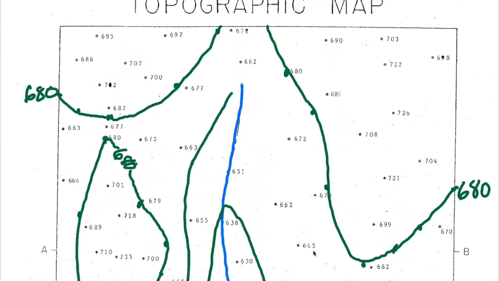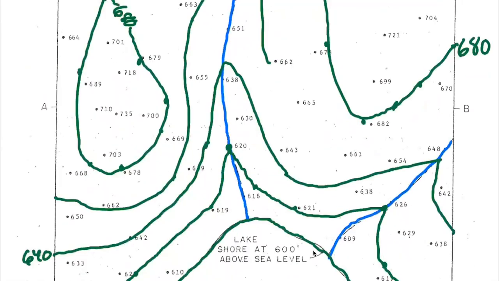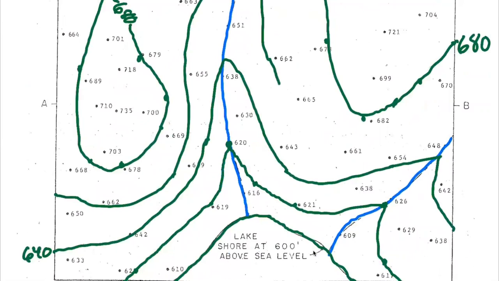And it looks like this may make a rough V shape right there where the river starts. Come back down. And we're going to scoot underneath that 661 and then off. So that's 660.